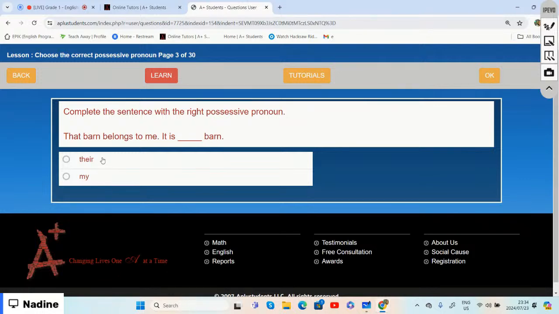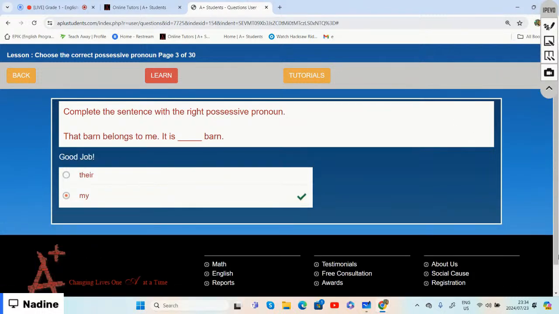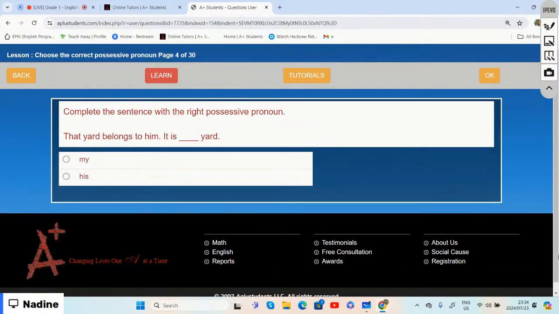All right, so we can say that the barn belongs to me. So now we can say that it is my barn. If it belongs to me, then I'm not getting rid of it. It's my barn. It's my thing, right? So well done. My, yes, my is correct.